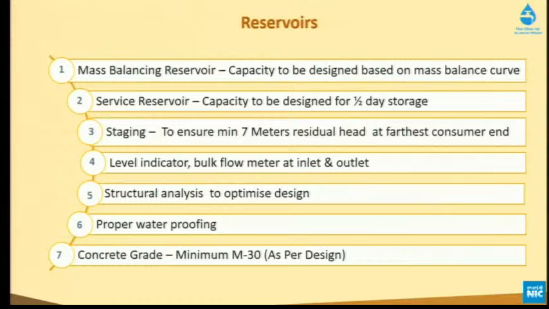When we go for the service reservoir, we provide half-day storage. A reservoir must have some level indicator so that at least we can control the flow, and whenever the water gets empty, it can be filled. And as we have already discussed, if you want optimum design, do the proper structural design. Nowadays we are designing on thumb rule, so we have to avoid those kinds of things.